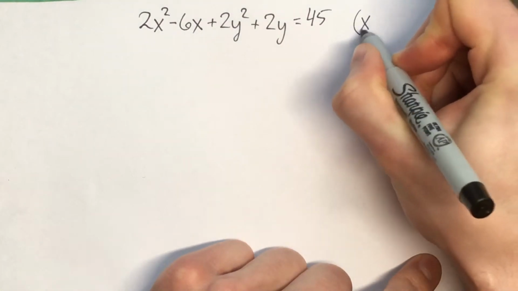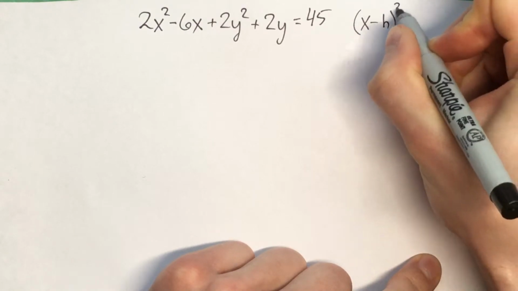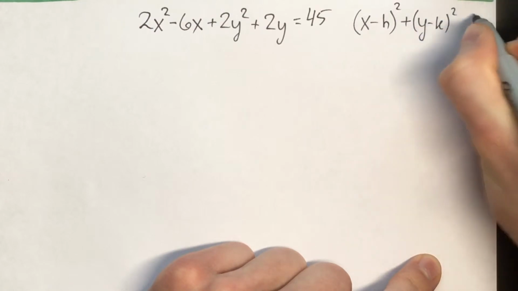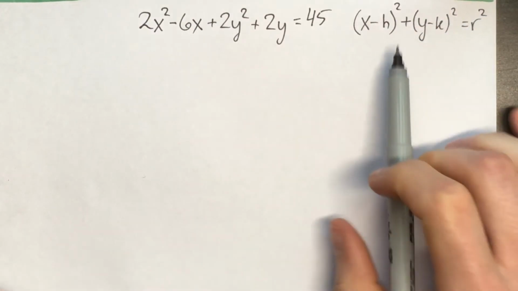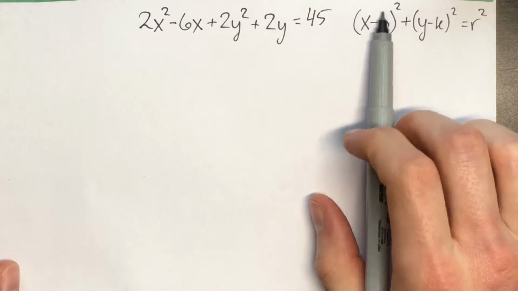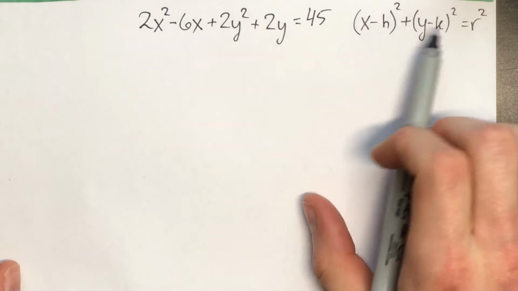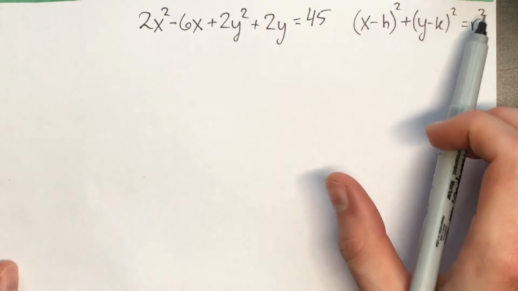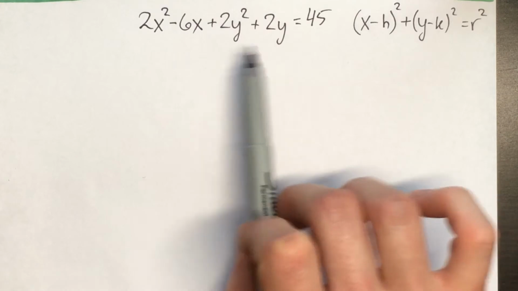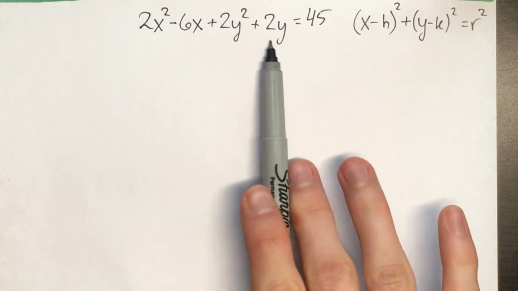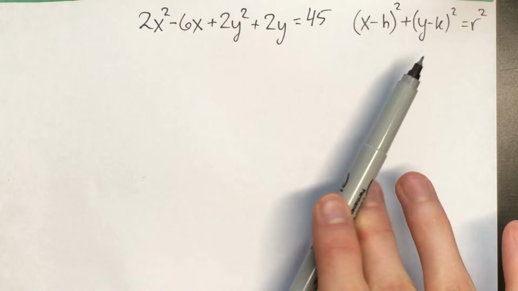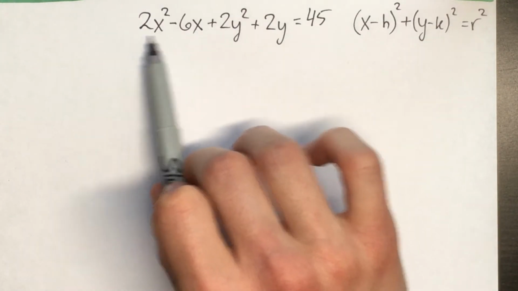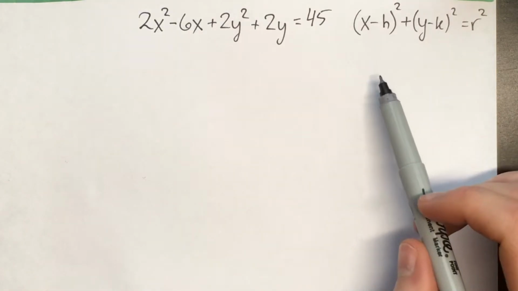It's (x minus h) squared plus (y minus k) squared is equal to r squared, where h is the x value of the center of the circle, k is the y value of the center of the circle, and r squared is, of course, just the radius squared. So the issue here is that as it is right now, we can't get this into this form, because we can't factor these values as they are.